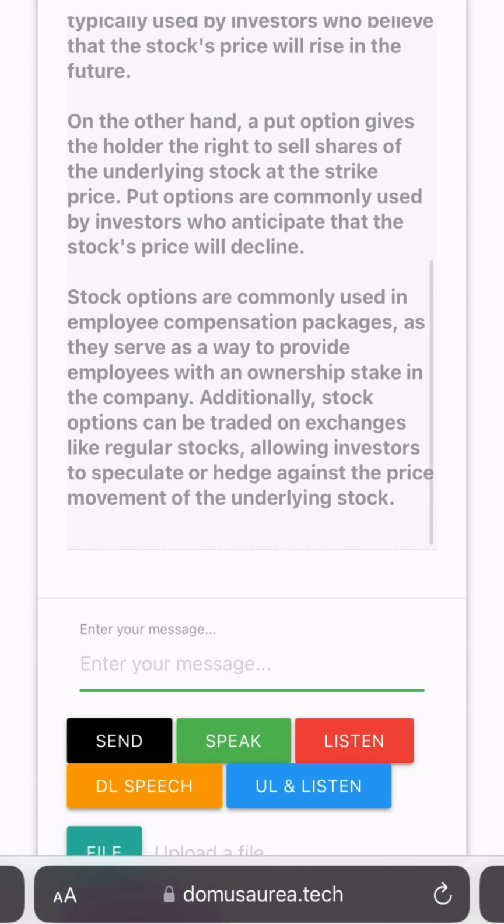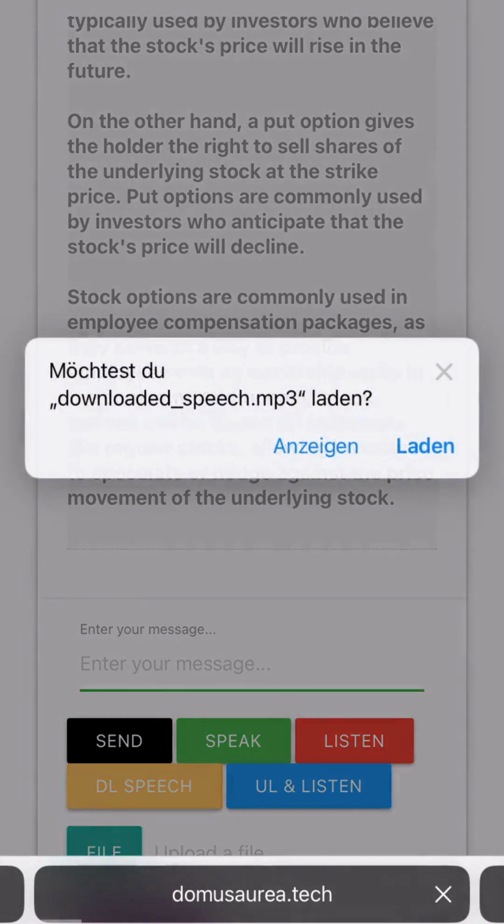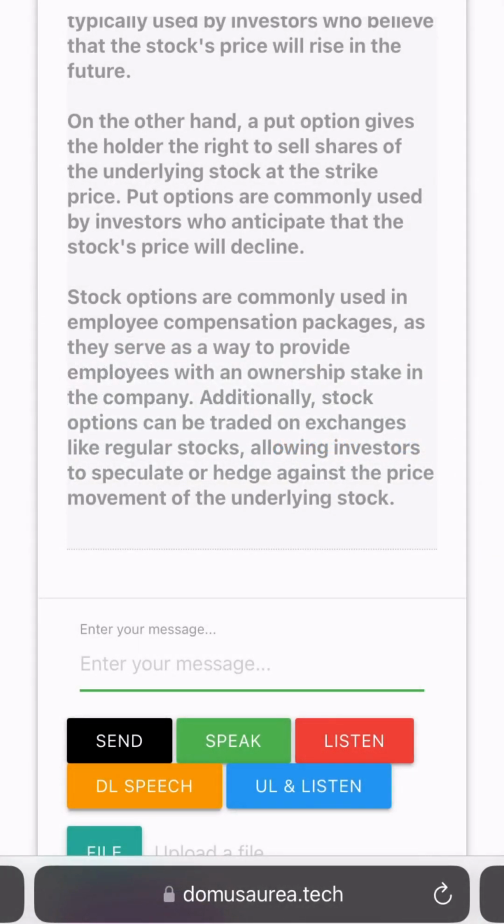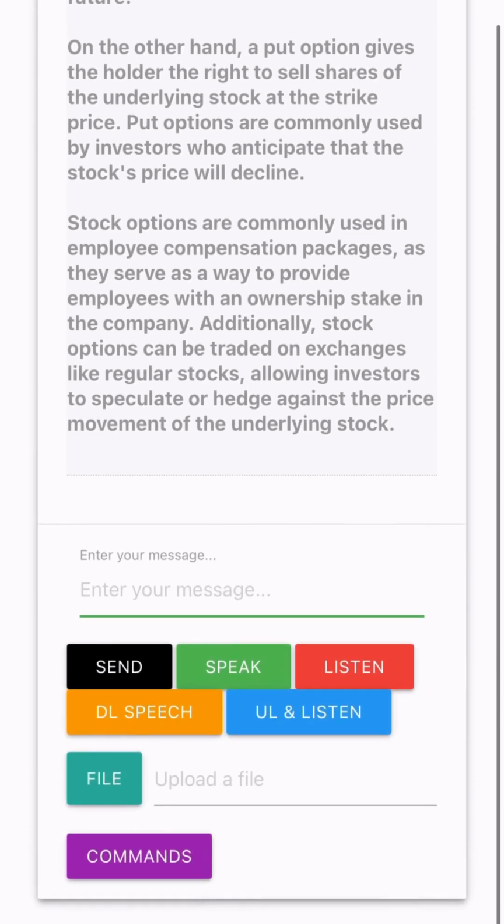On the other hand, a put option gives the holder the right to sell shares of the underlying stock at the strike price. Put options are commonly used by investors who anticipate that the stock's price will decline. Stock options are commonly used in employee compensation packages.